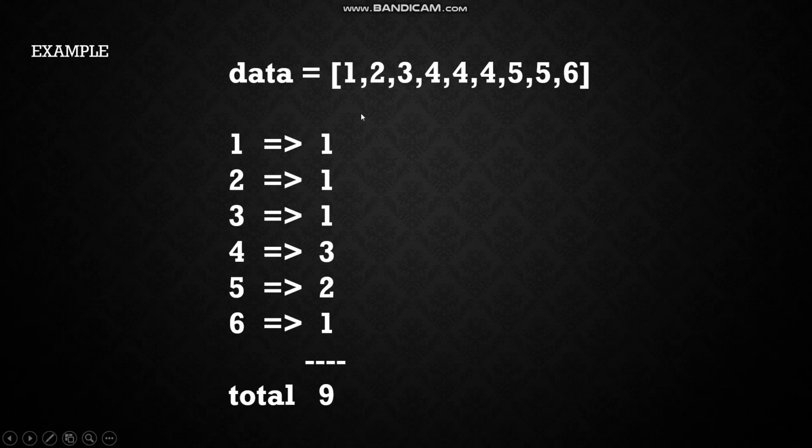What this PMF does is that it gives the probability of a number, relative to the total numbers present in that group. So PMF of 1 is 1 time out of a total of 9. PMF of 2 is 1 time out of 9. And the probability of 4, which comes 3 times, is 3 by 9, so it's 0.33. This is how PMF works.